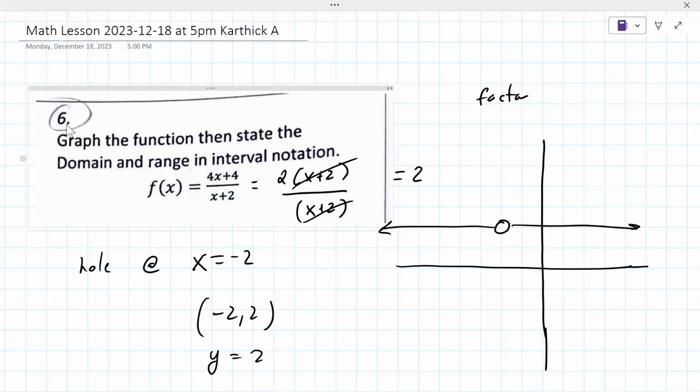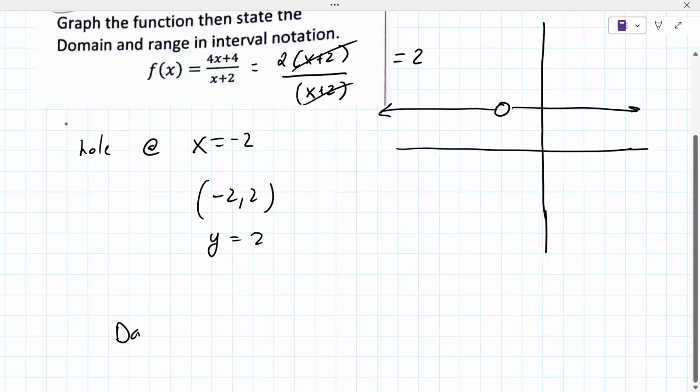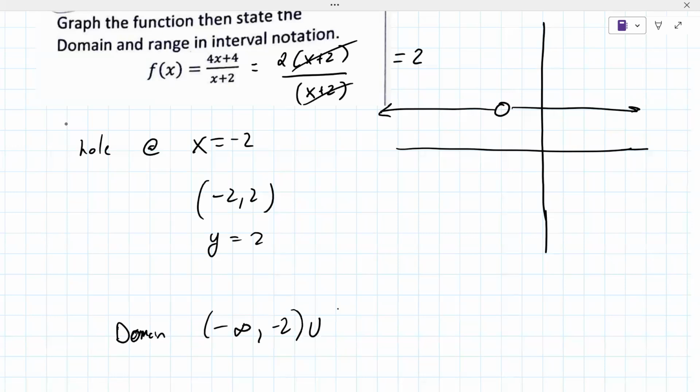No, okay, we can still do domain and range. Domain is negative infinity to -2, union -2 to positive infinity. Okay, that works. And then the range is just a single value. What's the only y value? The only y value is 2. Yeah, because they can't stop at the hole.